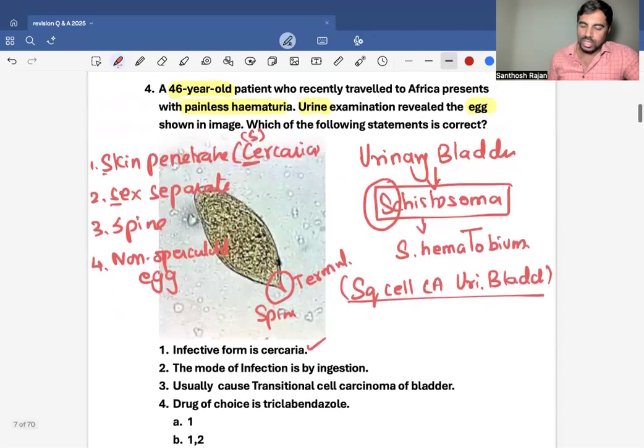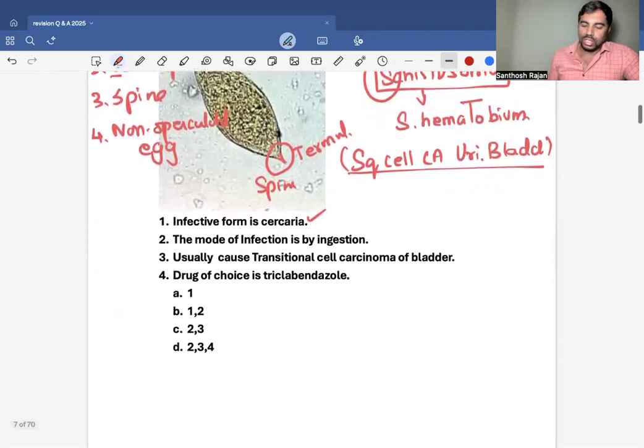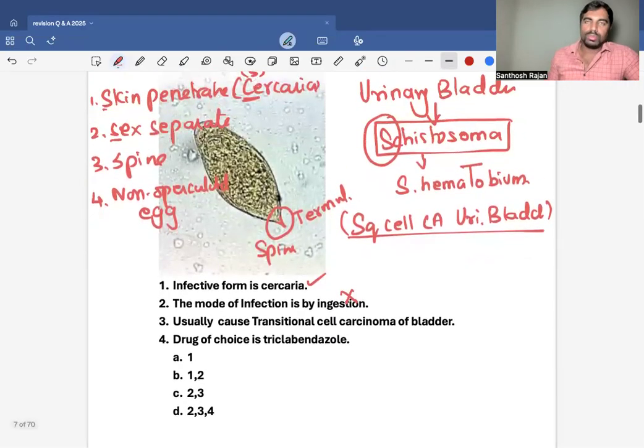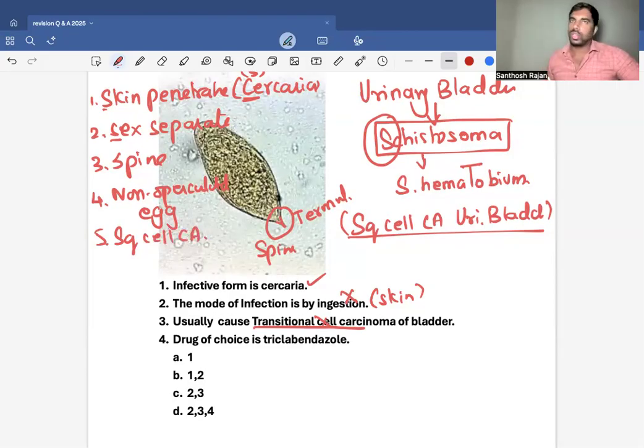The question asked was which of the following is correct. Yes, this is correct. The mode of infection is by ingestion? No. We just spoke that all Schistosoma goes by skin penetration. And then transitional cell? No, we just spoke, everything is squamous. So squamous cell carcinoma. That was another point.